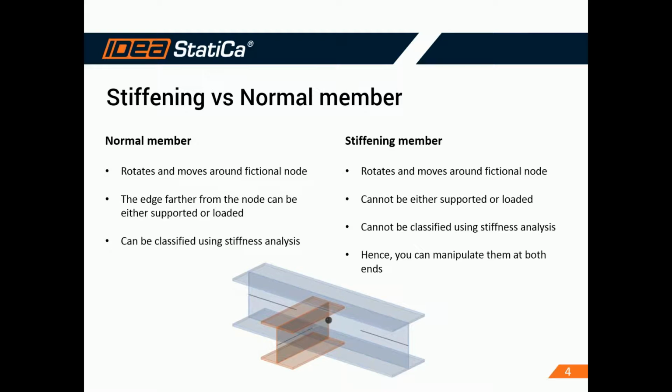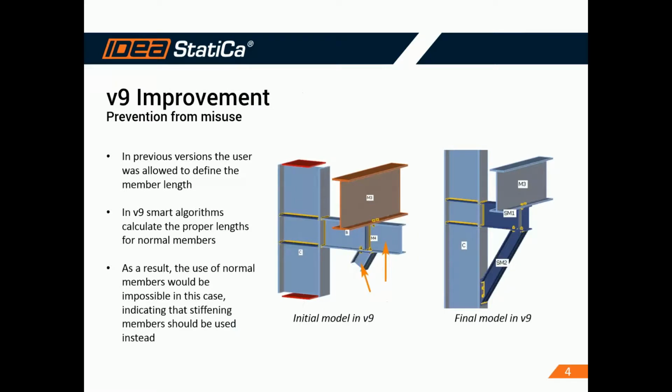Taking this opportunity, I would like to talk about some improvements we have made in version 9. This incident happened in version 8, where the user was allowed to define the member lengths. In version 9, for normal members, we have smart algorithms. As you saw in my presentation, I didn't define any member length. This was automatically calculated. As a result, if the user was trying to input this connection in version 9, he would have the result you see in the picture in the middle. And he could achieve the result he wanted only with stiffening members.